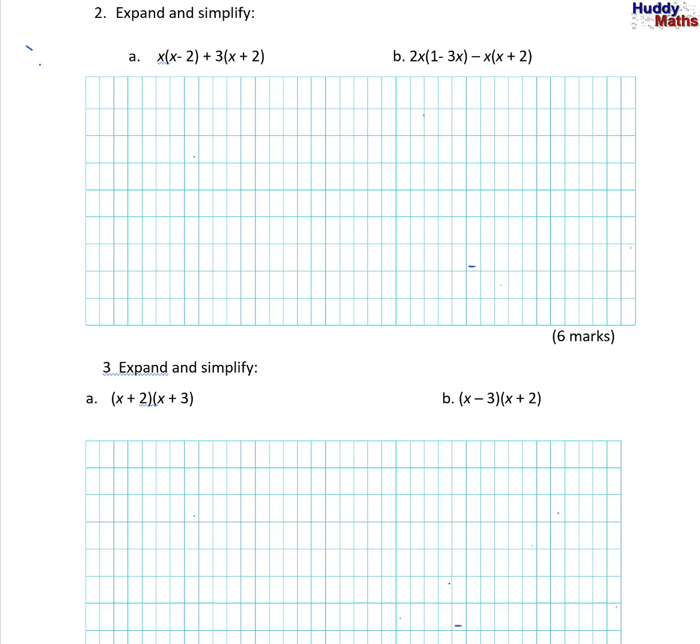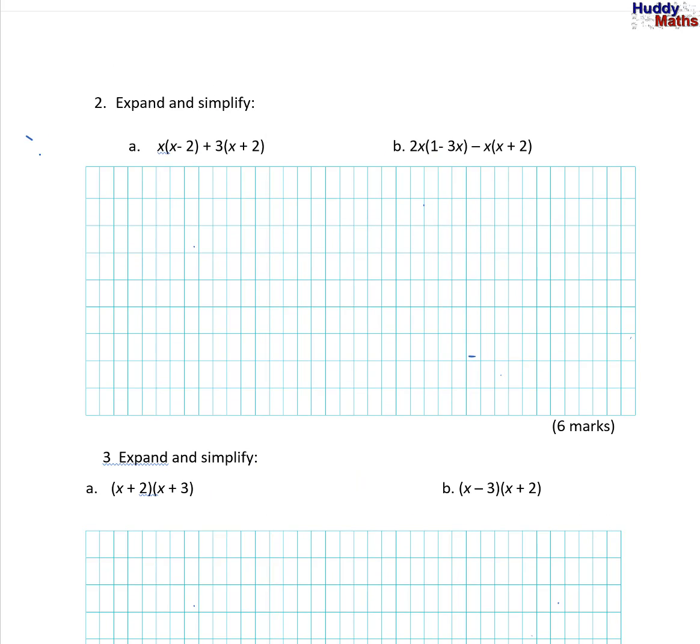In question 2, again, there's some expansions, but we have to also simplify what's going on there as well. So let's have a look at those then. X by x is equal to x squared. X by neg 2, neg 2x. And then plus 3 by x is positive 3x. And then 3 by 2 is plus 6.